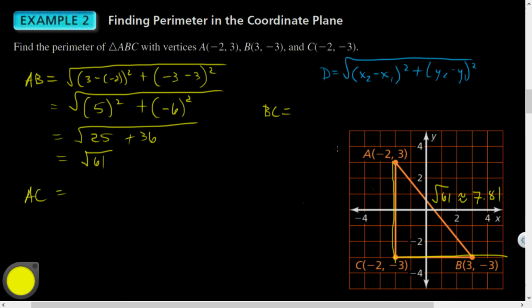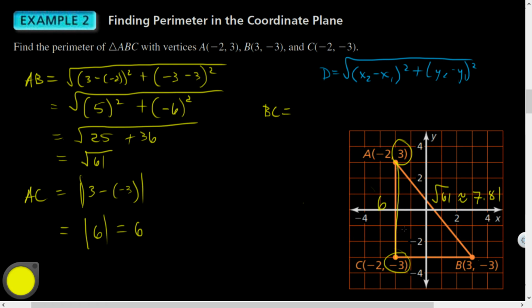But do you guys know another way I could find AC? Yeah, the absolute value of the difference of their coordinates. These are vertically aligned, so I chose the vertical coordinates, the y's. So I'm going to subtract them and take their absolute value, because distance is positive. 3 minus -3 is positive 6, and the absolute value of 6 is 6. So there we go, we get 6 there.